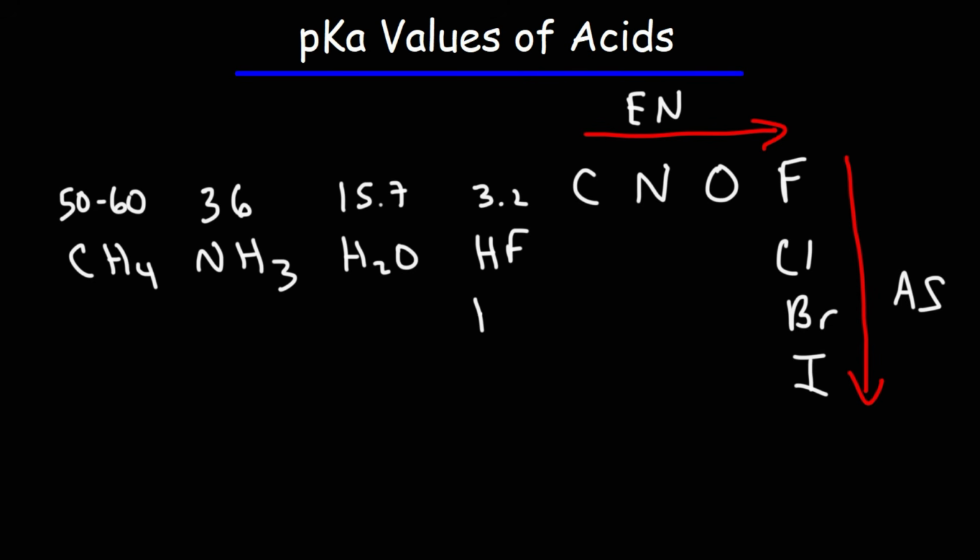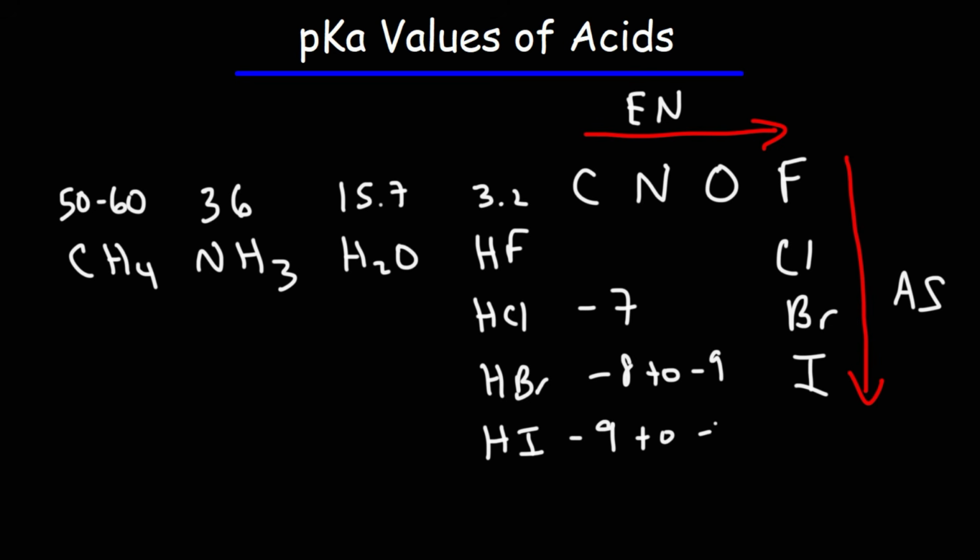Now, below HF, we have HCl, HBr, and HI. HCl has a pKa of around -7. HBr, it's like between -8 and -9. And HI is between -9 to -10.